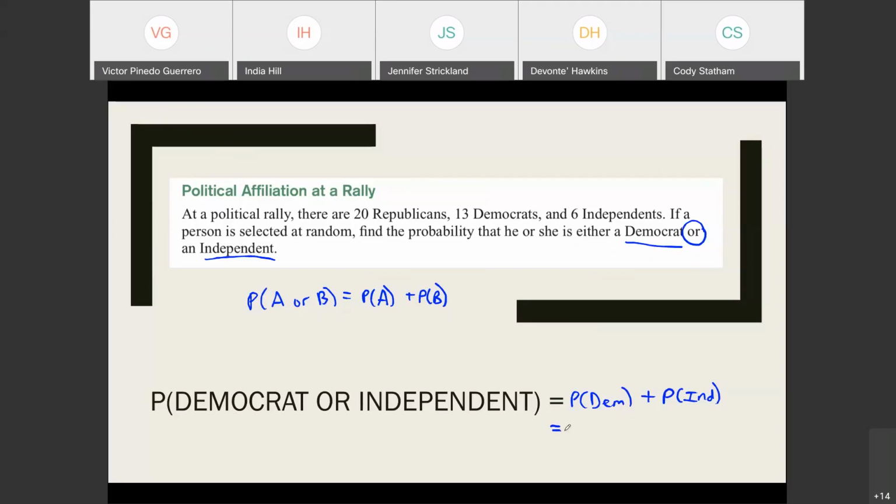All right, so what would you say the probability that someone is a Democrat is? Does anybody have an idea for that first fraction? 13/39. Okay, yeah, that looks good. So there are 13 Democrats. They tell me that, so that number is going to go on the top. And then the 39 is going to come from adding everybody together, right? So 20 plus 33 plus 6, that's going to give me the 39.